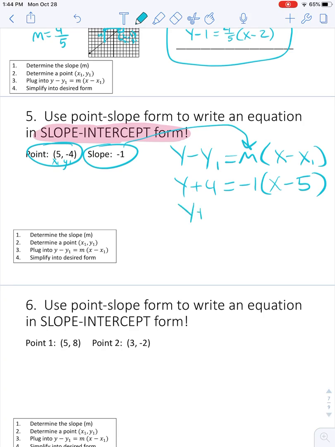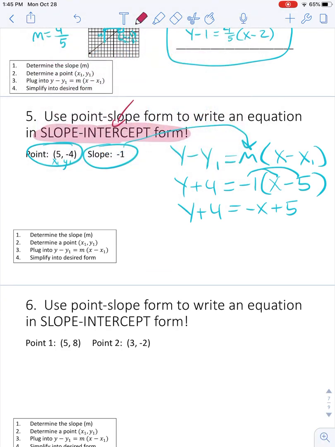So y plus 4. Now we're actually going to simplify. We're going to clean this up. Well, equals, well, we don't need that negative 1, but what we could do is distribute with it: negative 1x, or just negative x. Negative 1 times negative 5 makes a positive 5. What we're doing is working our way towards slope-intercept form, y equals mx plus b.